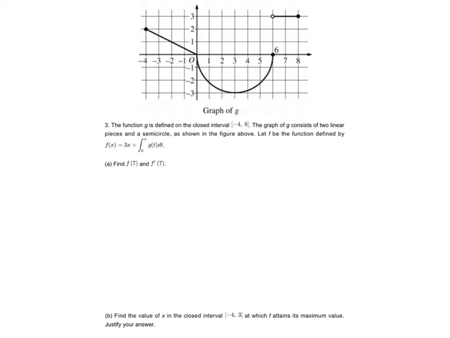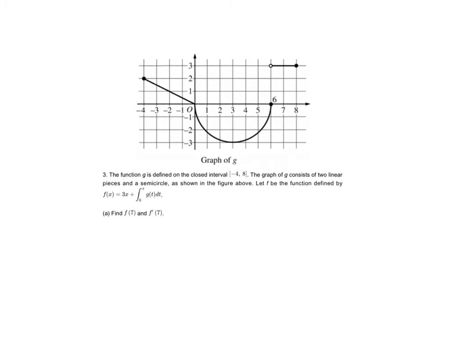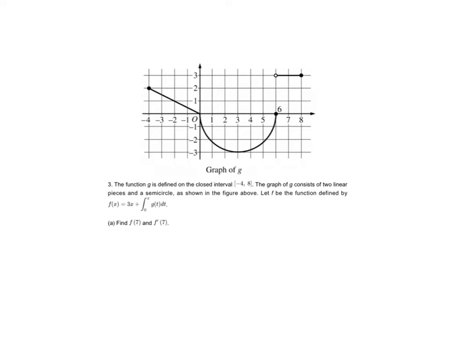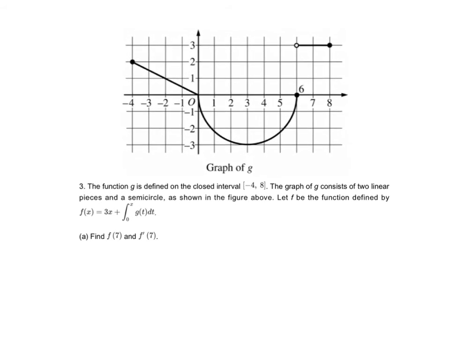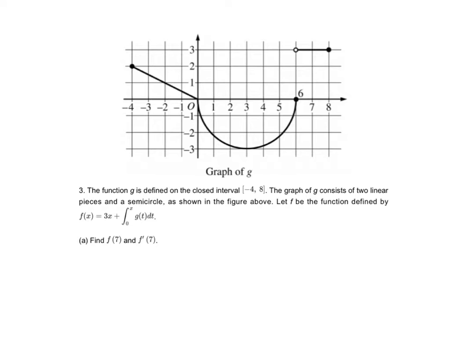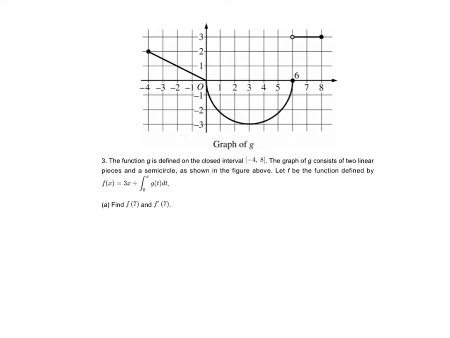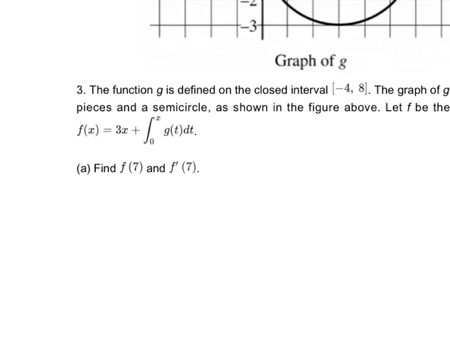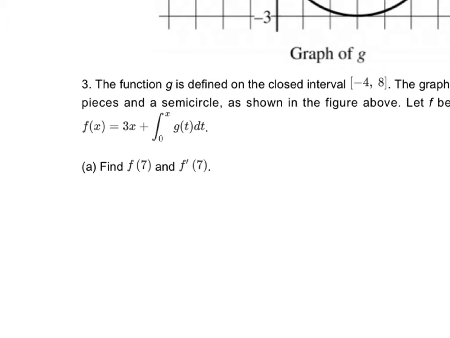Okay, so this one says there's a function g defined on the closed interval from -4 to 8. And that's the graph of g up there. It consists of two linear pieces and a semicircle. Let f be the function defined by that expression. Then they ask us to find f of 7 and f prime of 7.